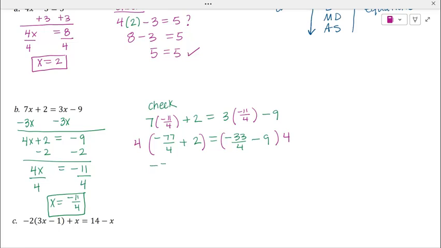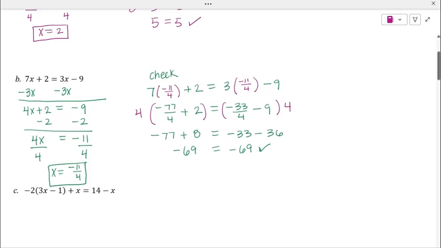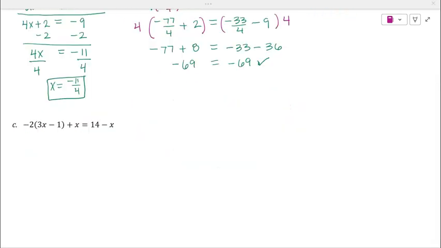It'll give me a negative 77 plus 8, and then a negative 33 minus 36. All right, negative 77 plus 8 is negative 69, and negative 33 minus 36, that's also negative 69. So it looks like we're getting the same answer on both sides. So that negative 11 over 4 is in fact our correct answer.